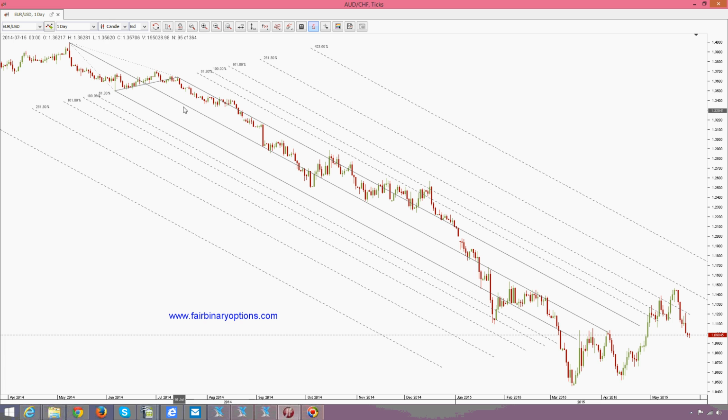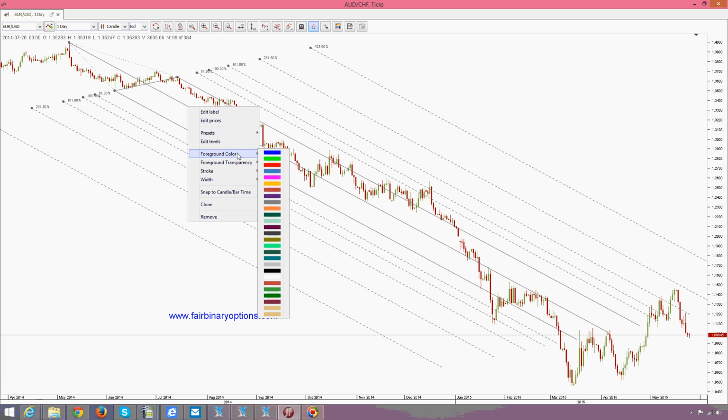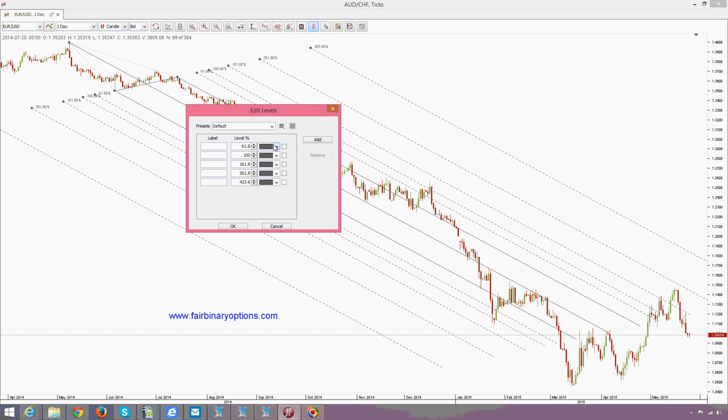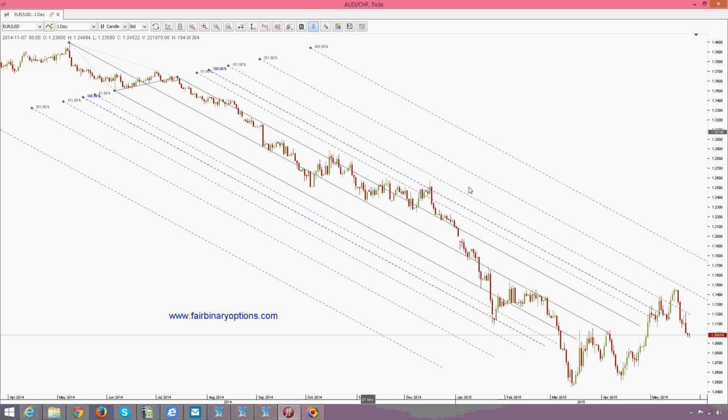We may even change the structure of these three lines. Let's try to edit here. Not the price, but the level and the foreground color. Here we have the levels 61.8, 100%, 161.8, and so on. Let's go with 100%, and instead of red, let's make it blue, like this. This will be the 100%. You can change the color for those levels, or you can edit the tool as you want.